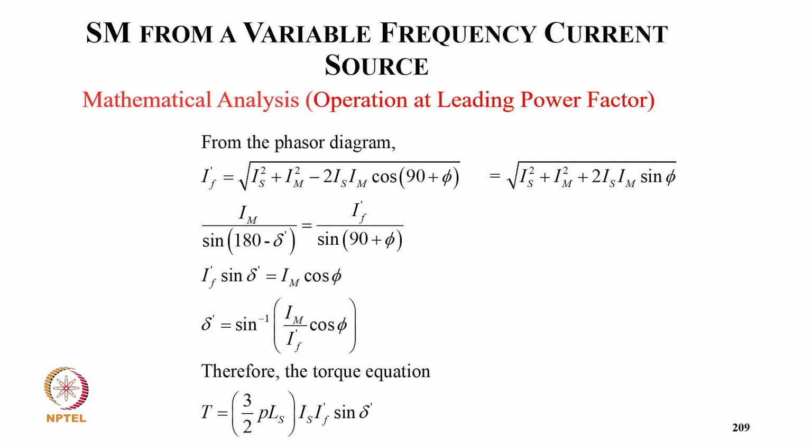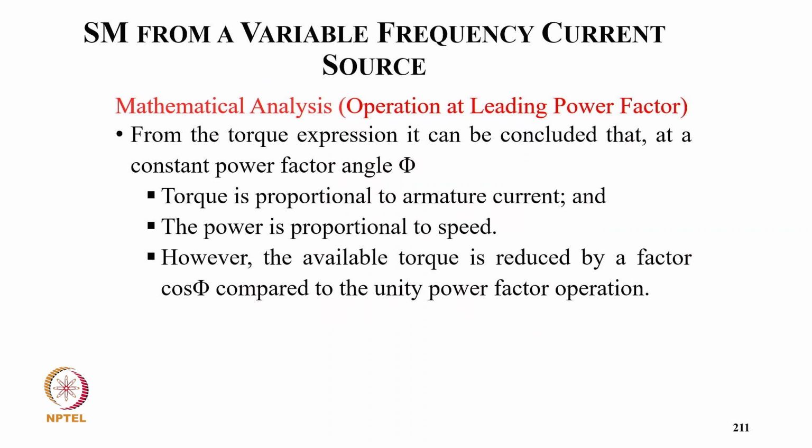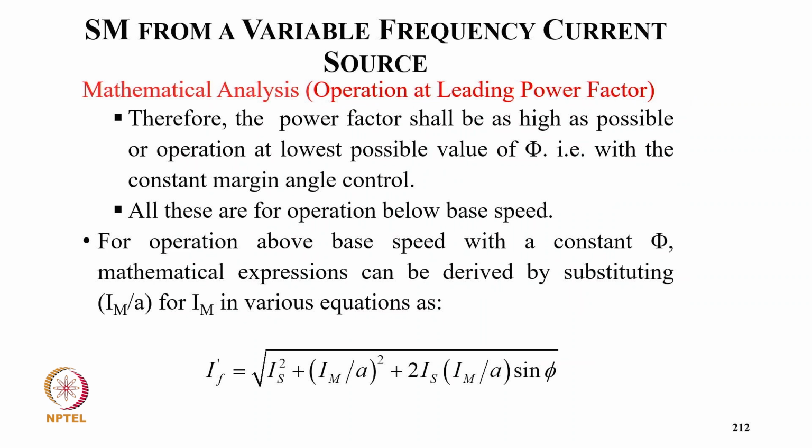Therefore, the torque equation is T equals 3/2 Ls into Is If' sin delta', and it can be written as T equals 3/2 Pls Is Im cos phi. From the torque equation, it can be concluded that at constant power factor angle, the torque is proportional to armature current and the power is proportional to speed. However, the available torque is reduced by a factor of cos phi compared to unity power factor operation. Therefore, the power factor should be as high as possible, that is, operation at the lowest possible value of phi, which is achieved with constant margin angle control.